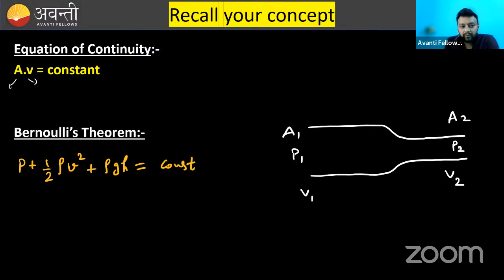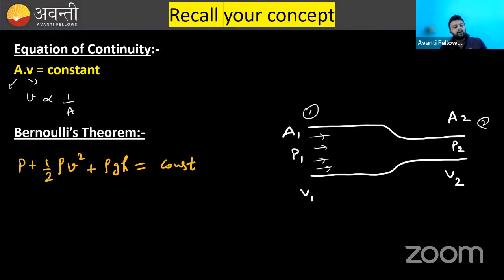Clear? And from here we have concluded that velocity is reciprocal to the area of cross section. As you can see, this is a tube on your screen. Area at end one is more, so its velocity will be less. So the velocity of the liquid flowing in the tube will be less at end one as compared to end two. This is what the equation of continuity is.